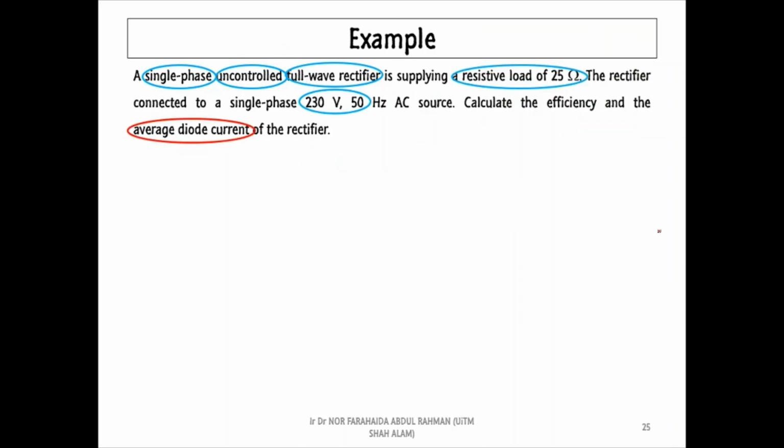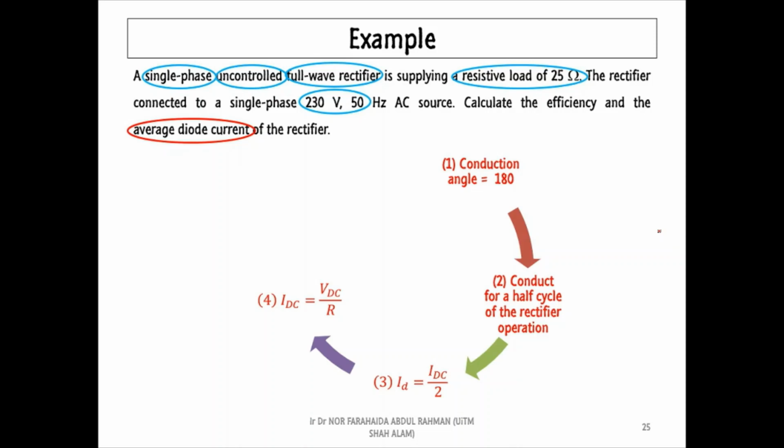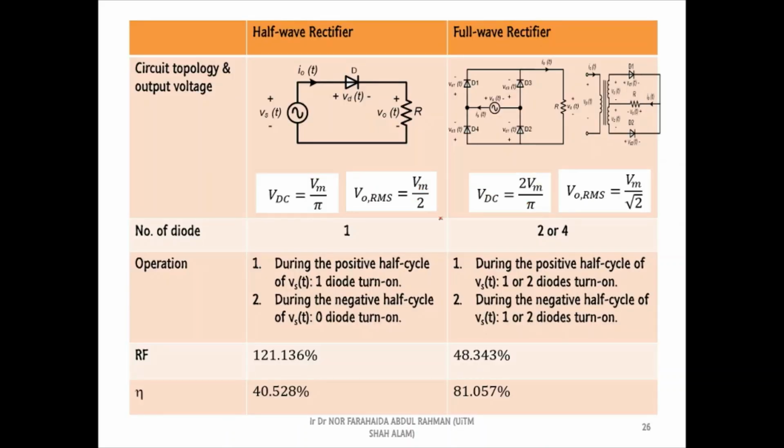Lastly, it is the average diode current. Based on the previous discussion, you can apply these procedures to find the answer. For this rectifier, the average diode current is 4 ampere. This solution will be the end of my video. As homework, please complete the derivation of these equations.